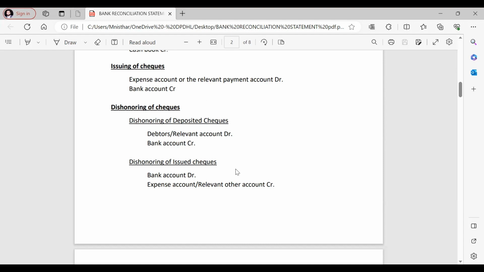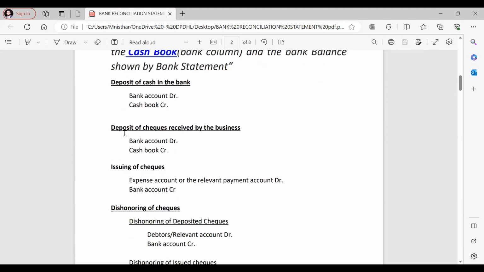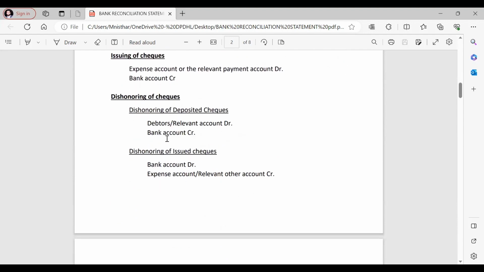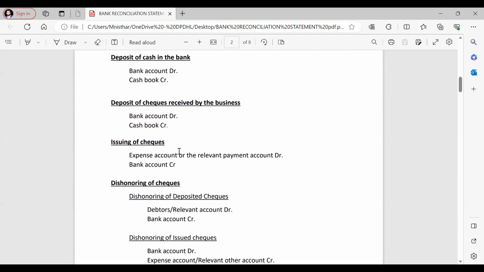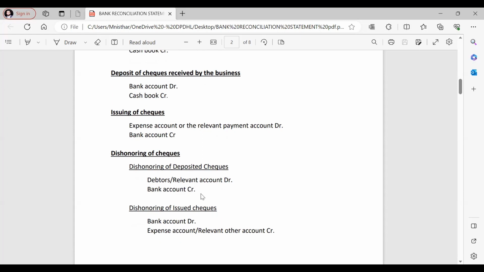Let's say your deposited check is dishonored. Normally we receive checks from debtors or other accounts, so those are debited. The dishonor entry is the vice versa of this particular double entry. So dishonor: debtors or relevant account debit, bank account credit. Why? Earlier we debited the bank account because we thought we would receive the money, but the check has been dishonored. So now we should reduce the amount from that account. So we credit the bank account, and the relevant account is always on the debit side.